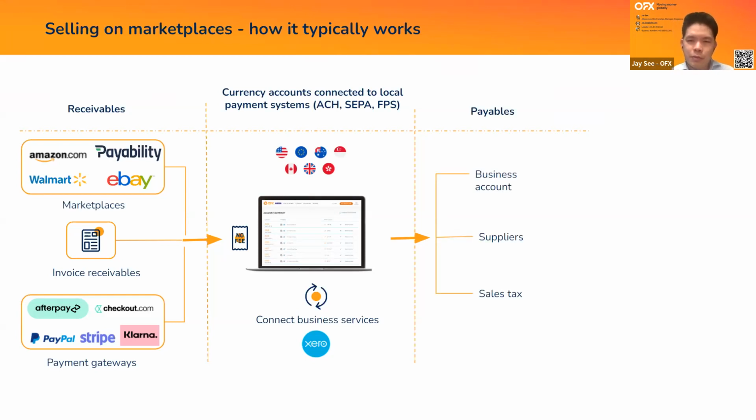And then there's a third part, which is the payables. So you need to withdraw to your business bank account, okay? You also need to pay your suppliers, of course. And there's also the potential of paying sales taxes, okay?